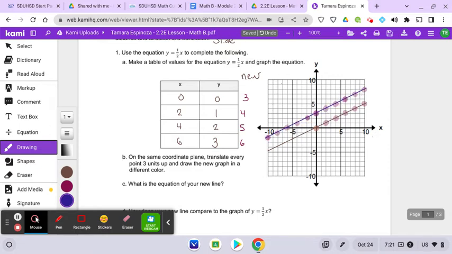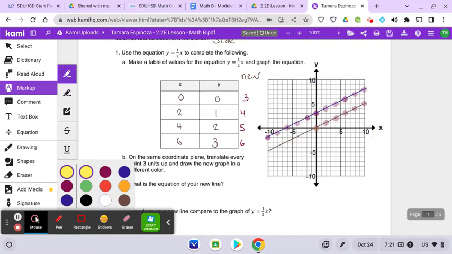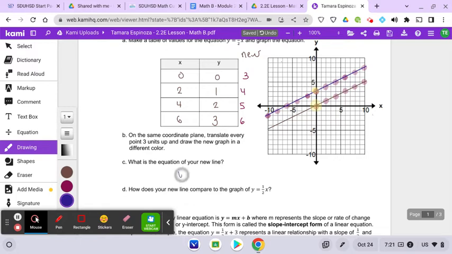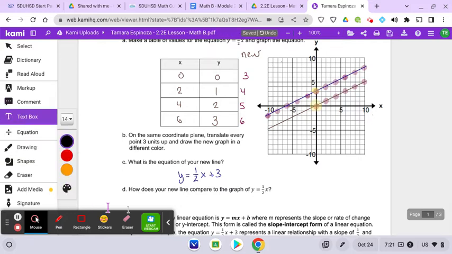And we made a parallel line. It shifted up 3. Remember, all we did is we changed that y-intercept from 0 to 3. So our equation, we didn't change the slope. We just changed the y-intercept. So y equals 1/2 x plus 3. Okay? It's translated 3 units up.